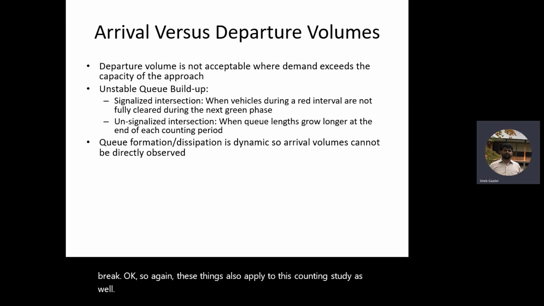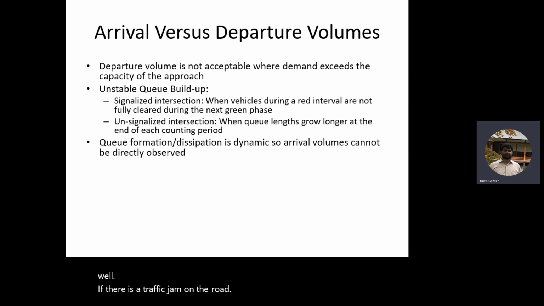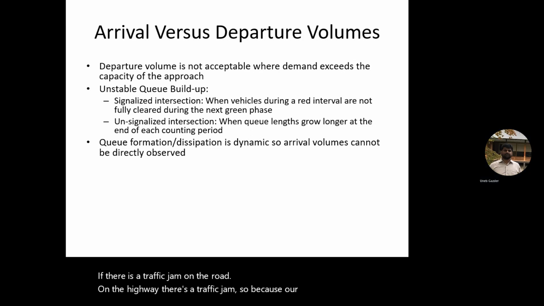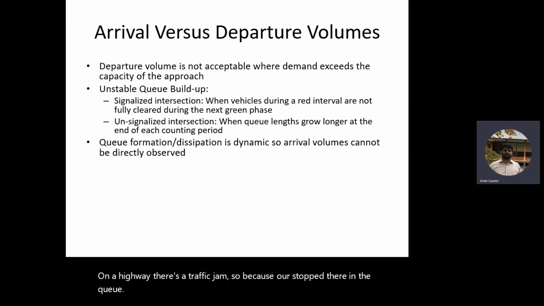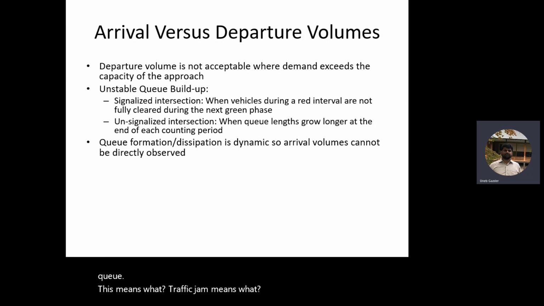If there is a traffic jam on the road, on a highway, there is a traffic jam. So vehicles are stopped, they are in the queue. This means what? Traffic jam means what? Demand and capacity. Which one is higher? Demand is higher.